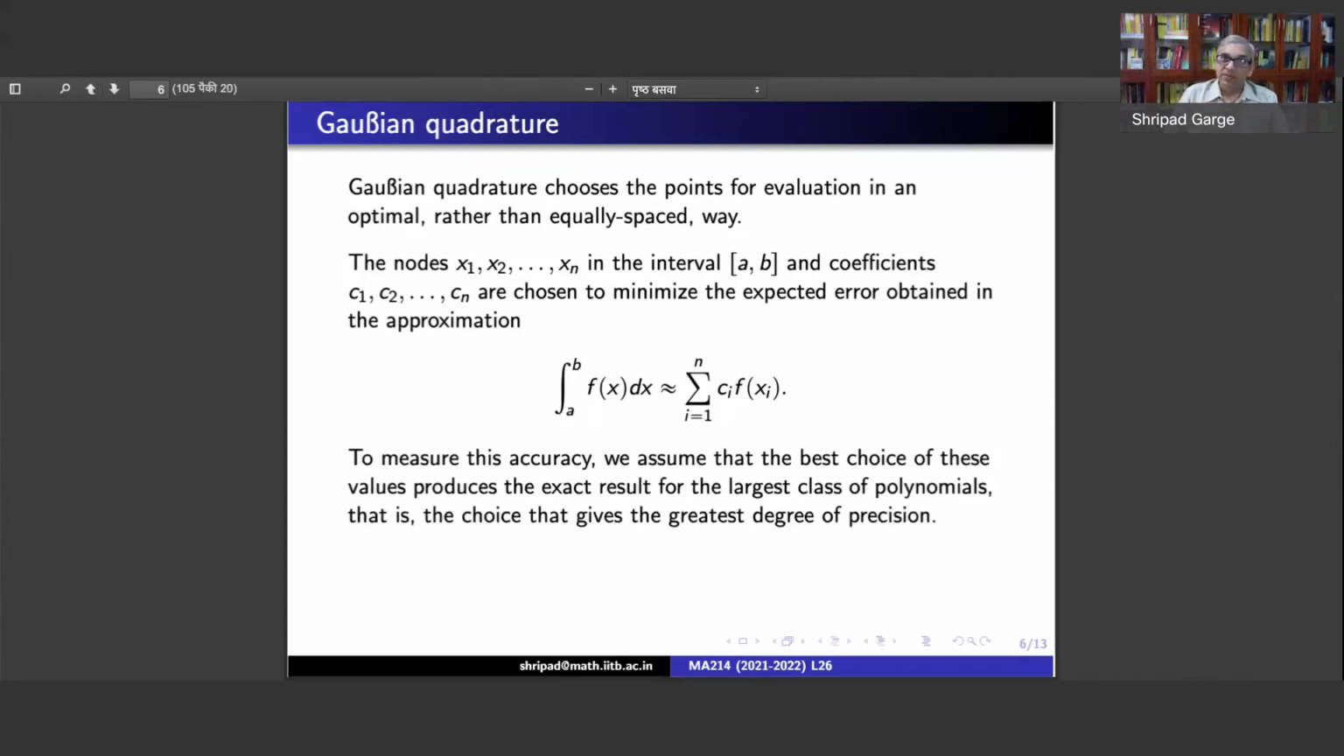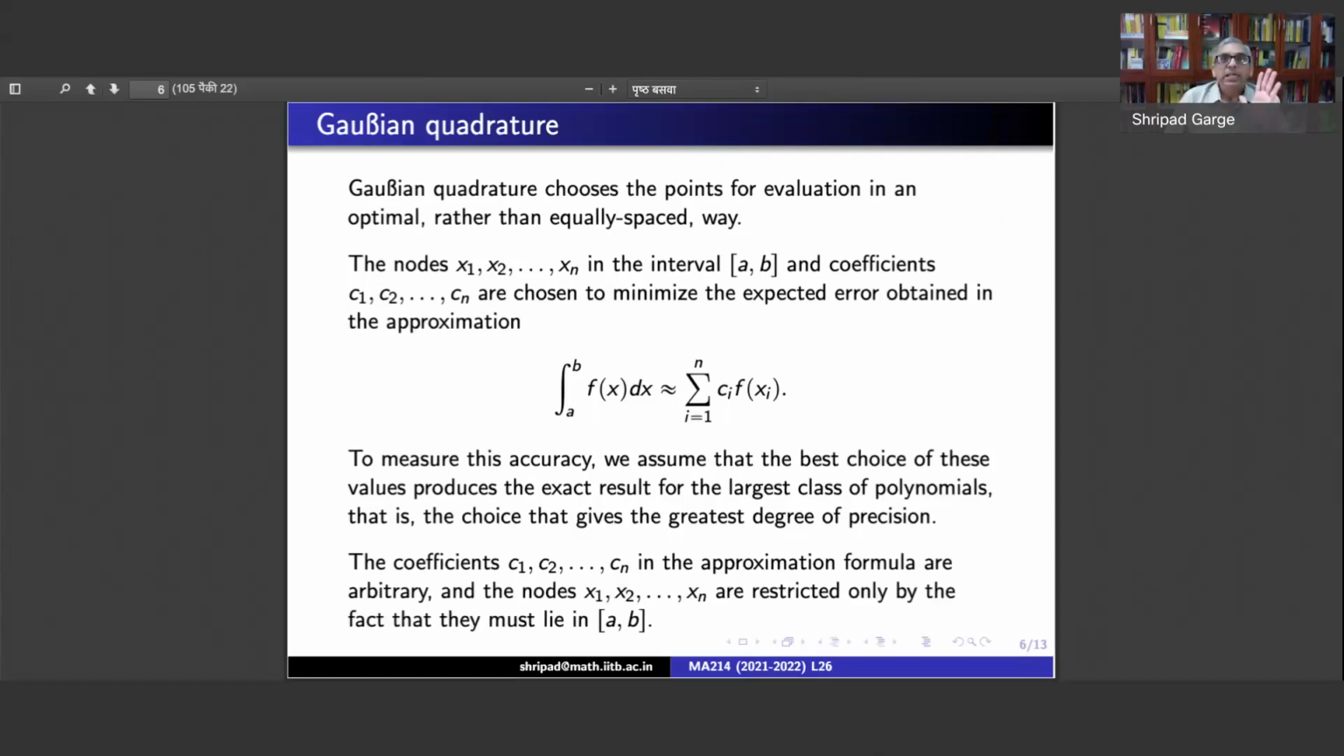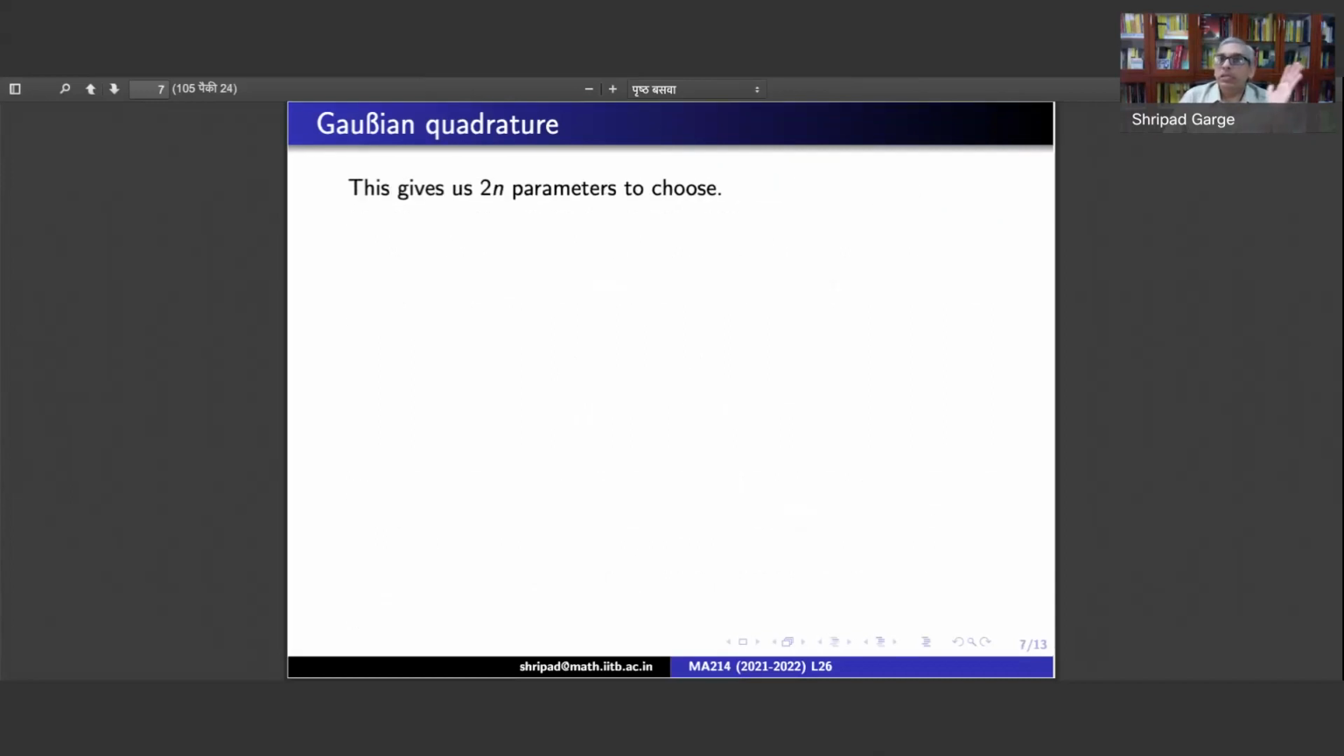This is what we are looking for. All right, so we have this summation ci f of xi, i going from 1 to n. So there are n xi and n ci, and we would like to have the greatest degree of precision. The coefficients are arbitrary, xi are also arbitrary, but they are restricted only in that they should be sitting inside the interval [a, b]. So that way we may say that we have 2n parameters.